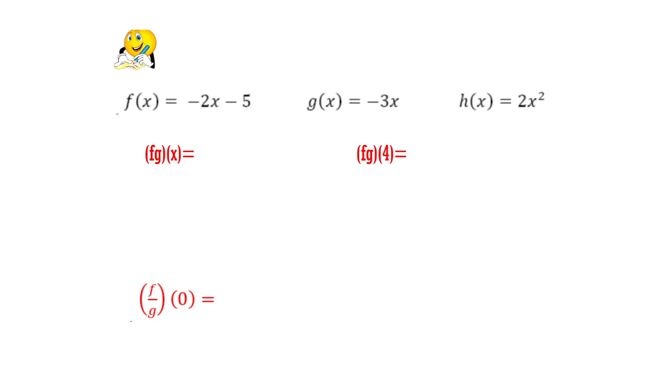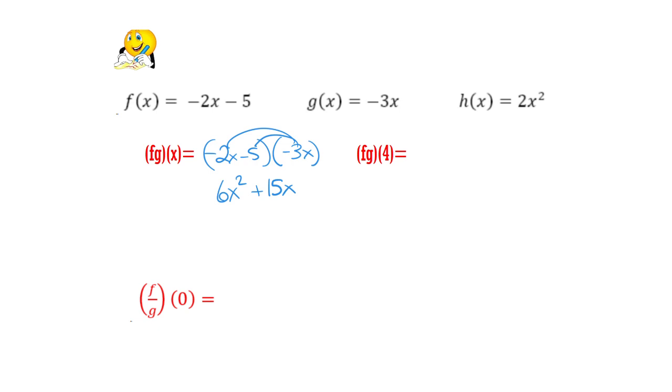Let's practice with some multiplication. I've got some functions written up here. My first one says f times g of x. I'm going to take the f function, which is negative 2x minus 5. I'm going to change colors. Hang on. Negative 2x minus 5. I am multiplying it by the g function, negative 3x. That's just a monomial. I'm just going to distribute it through. I'm going to end up with a positive 6x squared and a positive 15x.